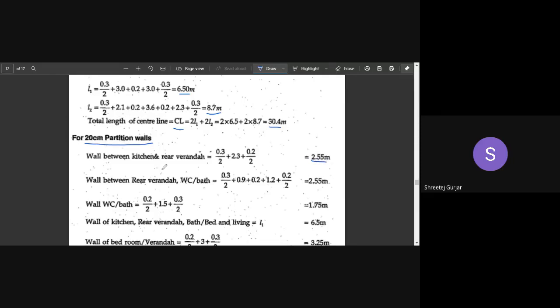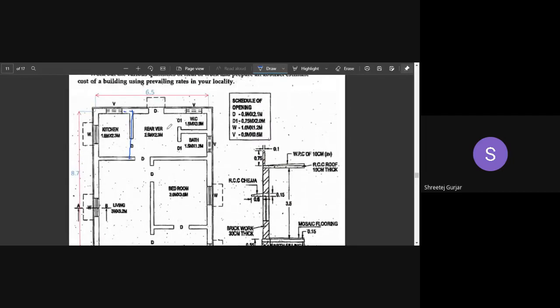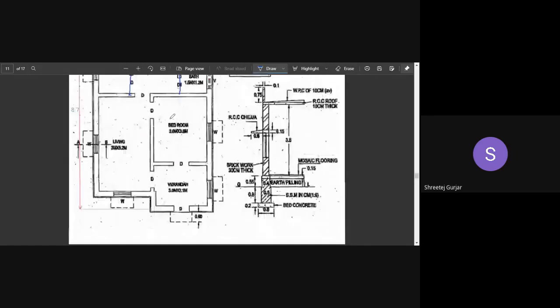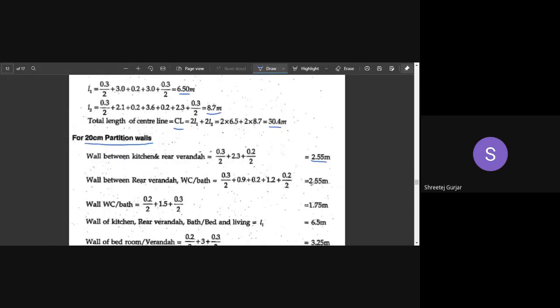Okay, coming to the wall between rear veranda and water closet or your bath. We are talking about this wall, rear veranda and water closet and bath. It will be the same length, the same as the length of the previous wall. So it will be 2.55 itself. Same thing.